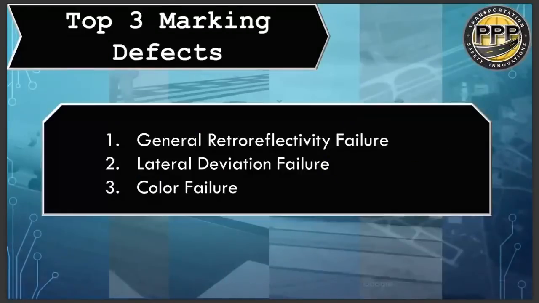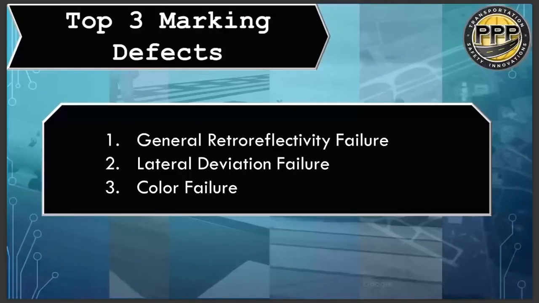Thanks, Greg. So we're going to talk real quick about the top 3 marking defects that I have seen in my experience doing these airfield marking assessments, and also more specifically with the tools that you'll hear more about. The top three that we see, obviously retroreflectivity, you guys could have guessed that. That's number one. It's the most chronic issue out there.